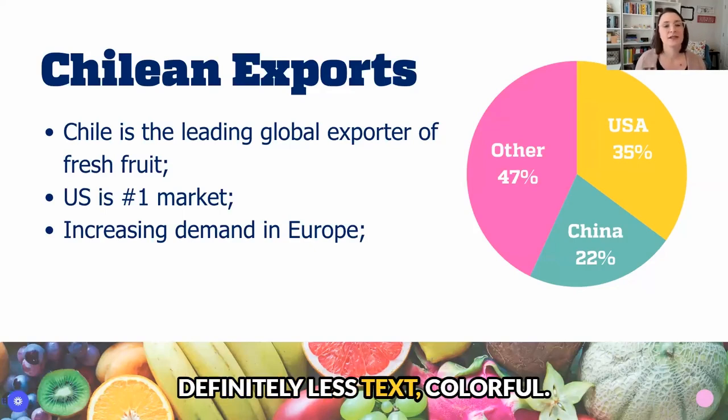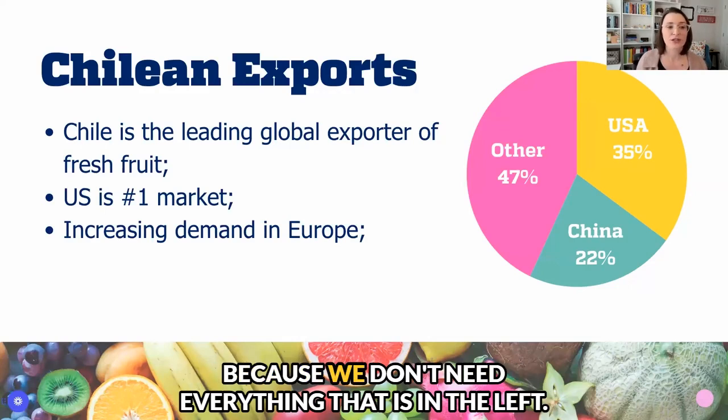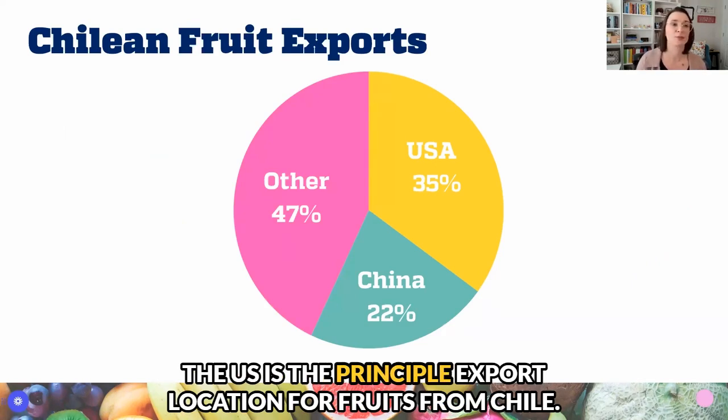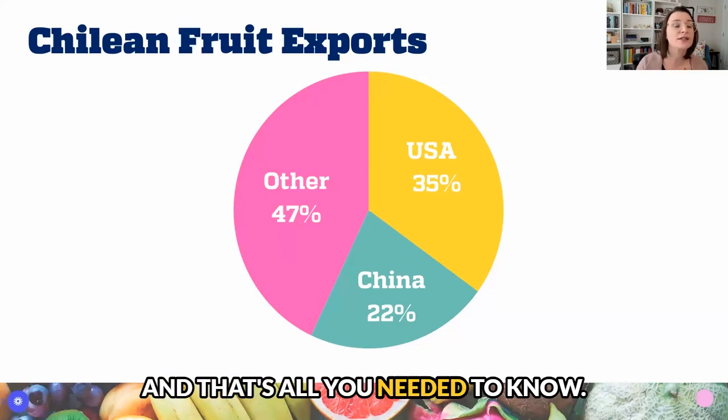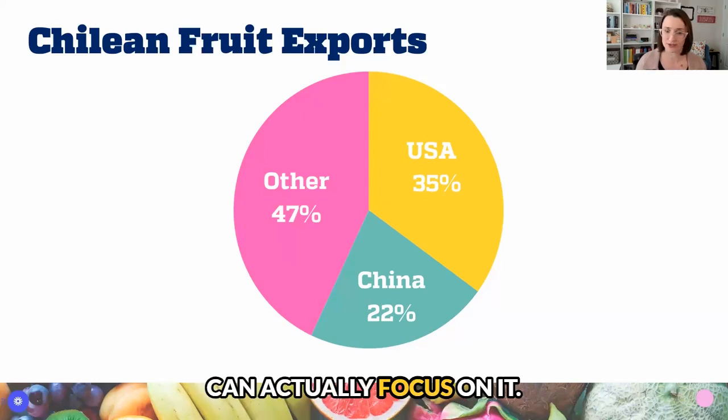Definitely less text. Colorful. The information is here. But still, I think it can be improved because we don't need everything that is on the left. We could just focus on the figure and talk about how the US is the principal export location for fruits from Chile. And that's all you needed to know. And it was the same 3 slides ago, but now you can actually focus on it.